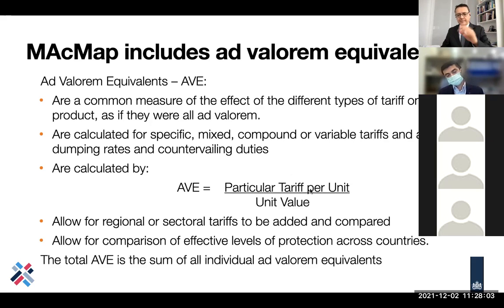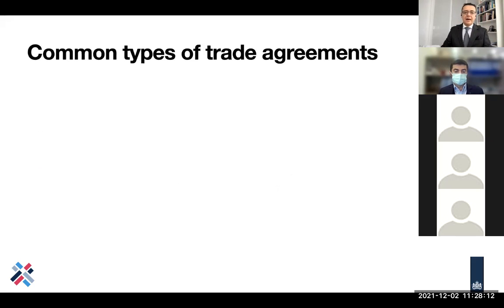So all this to say that these are very useful. Ad valorem equivalents are very useful to compare tariffs. Now, tariffs are in themselves a complicated issue, but they get even more complicated when you start putting into the picture the agreements that reduce those tariffs. And because there are a number of types of agreements, well, the complexity can increase.